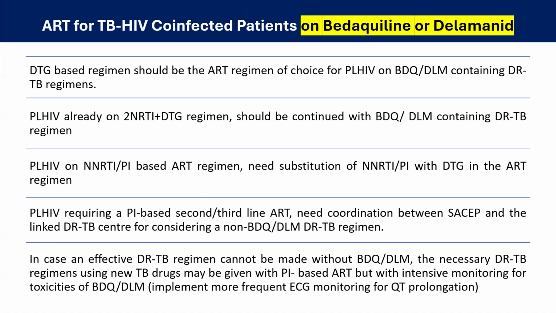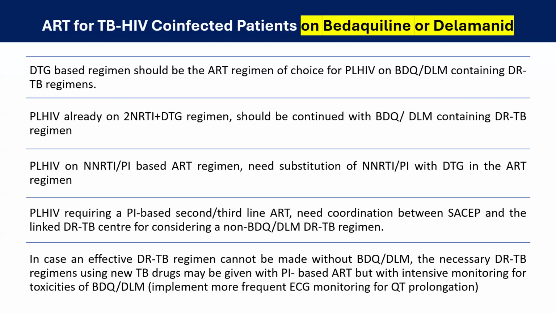Now ART for HIV-TB co-infected patients on bedaquiline and delamanid. DTG-based regimens should be the ART regimen of choice. This we have discussed before, but for PLHIV on bedaquiline and delamanid also, the DTG-based regimen should be the ART regimen of choice. So PLHIV who are already on a DTG-based ART regimen should be continued with the bedaquiline and delamanid-containing DRTB regimen.